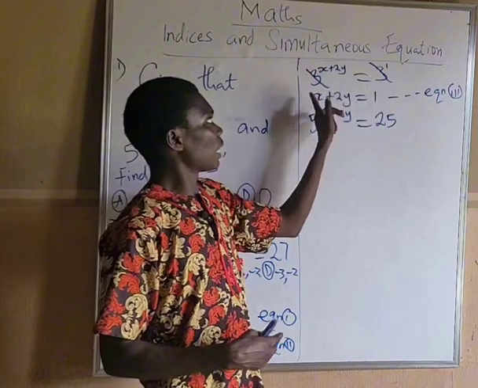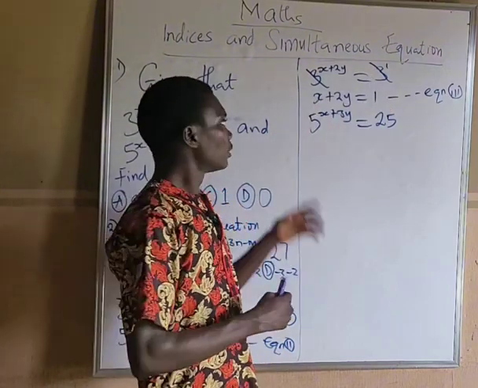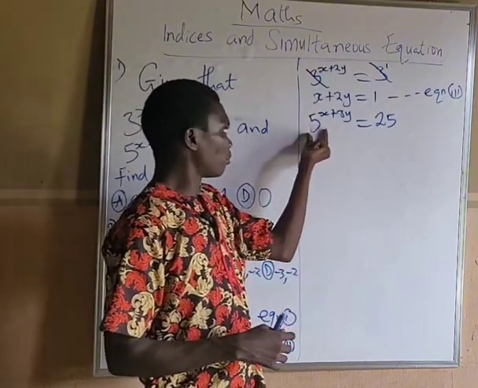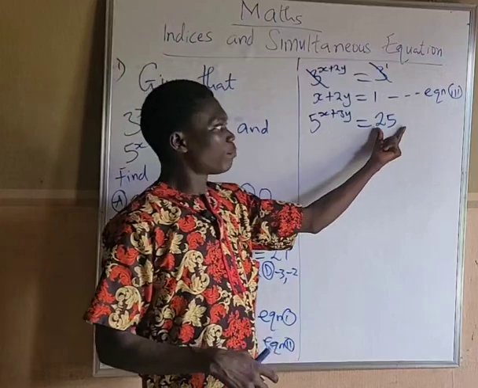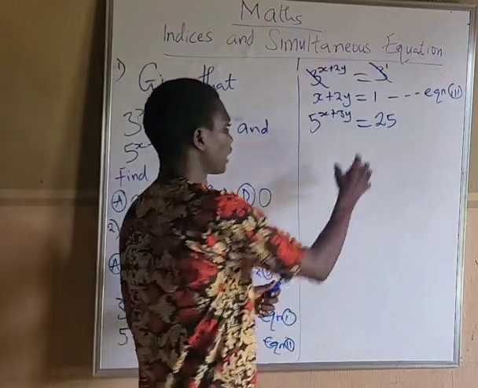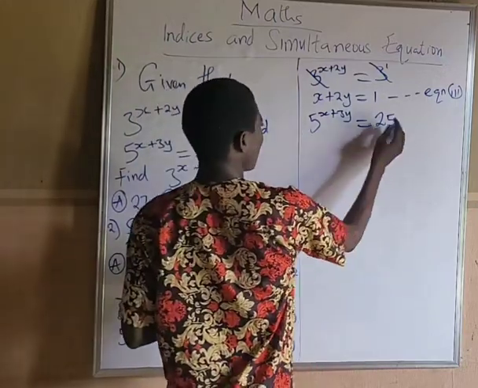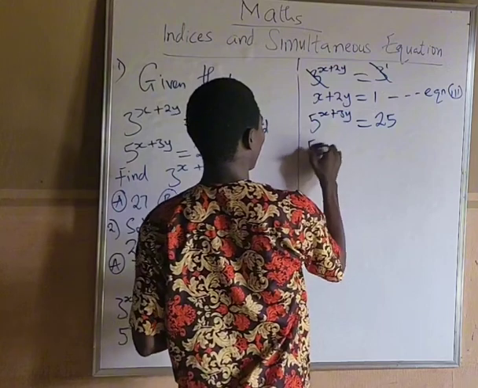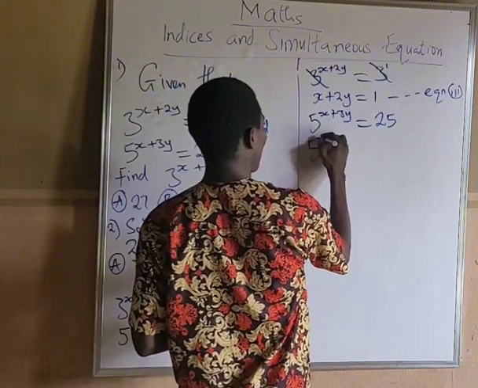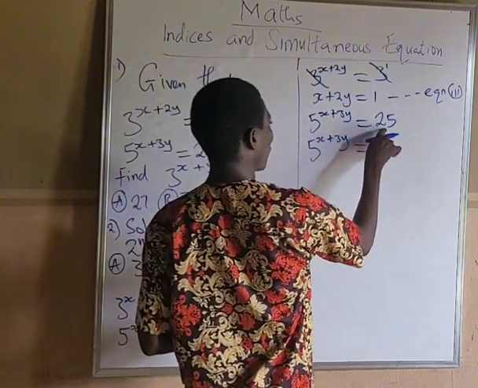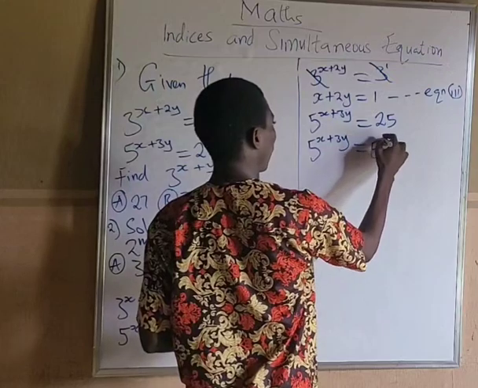The base and the base are the same thing, so they cancel out each other. Now, we know that this one, we cannot further break again. But we can still break this one further. And breaking this, we could also say that this is the same thing as 5 raised to the power of x plus 3y equals, we can also rewrite this as 5 raised to the power of 2.